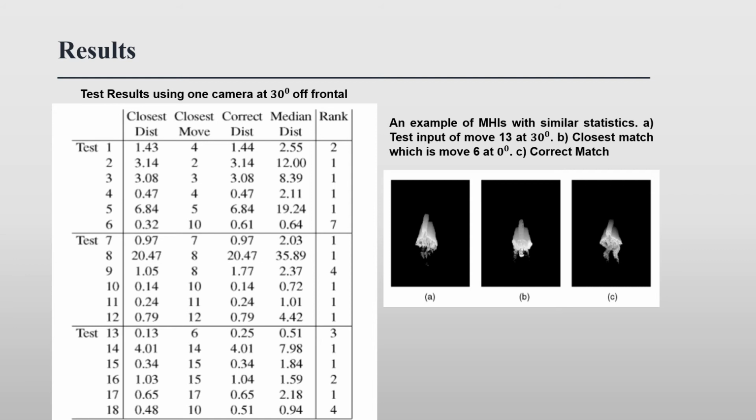Of these 6 misrecognized aerobic exercises, they do not deviate much from the correct match as well. And here are some of the examples where the error occurred. Here A is the test input of move 13 at 30 degrees of frontal camera, and B is the closest match obtained by Mahalanobis distance, that is move 6 at 0 degrees angle, and the correct match motion history image is also given here. Comparing all these motion history images with the test movement, the motion history image of move 6 at 0 degrees is almost similar, and hence it may lead to misrecognition.